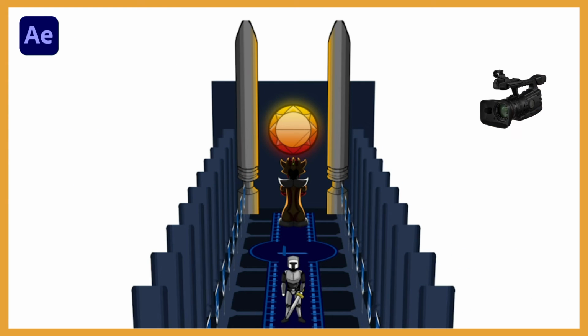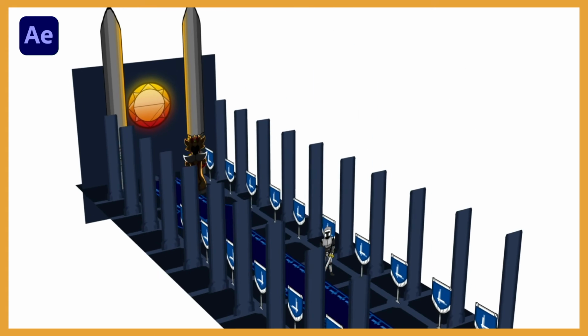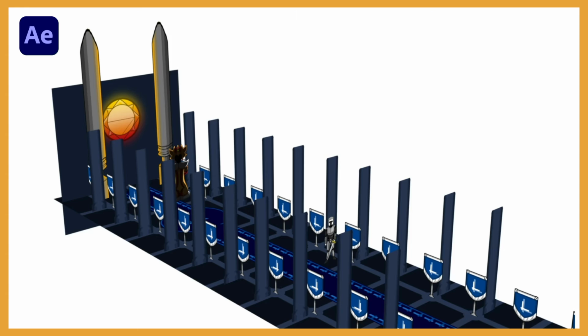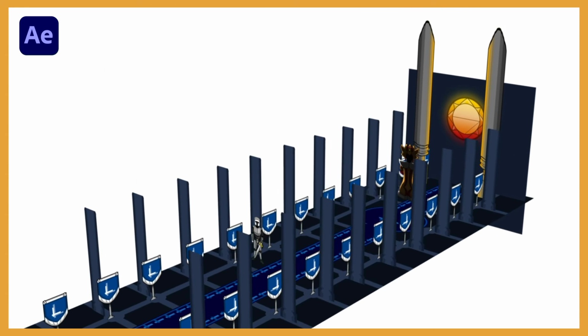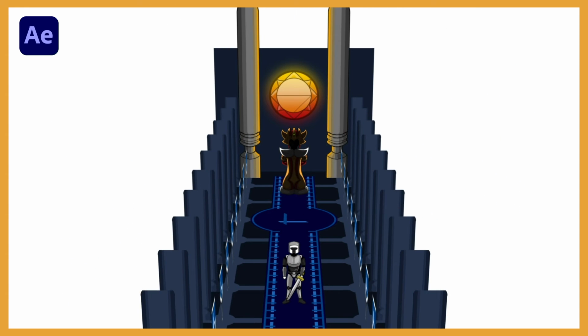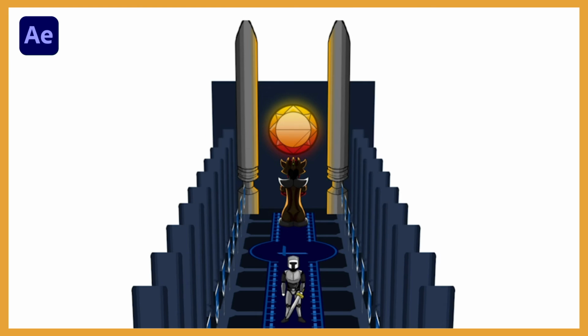I then added a camera, which allowed me to get much more interesting shots. It allowed me to get very dynamic angles on the characters and the background without having to manually adjust the parameters of each one of my assets. After adding the camera and its angles, I began to keyframe the movement of my characters.